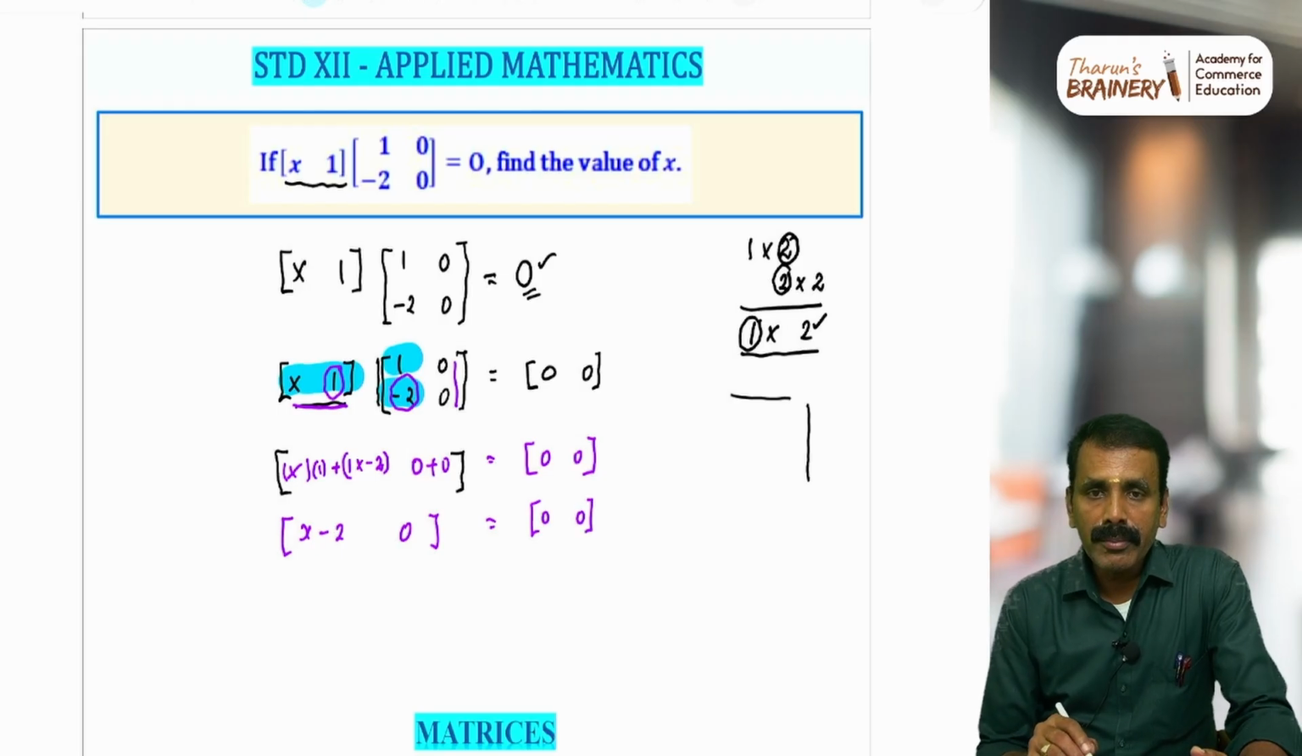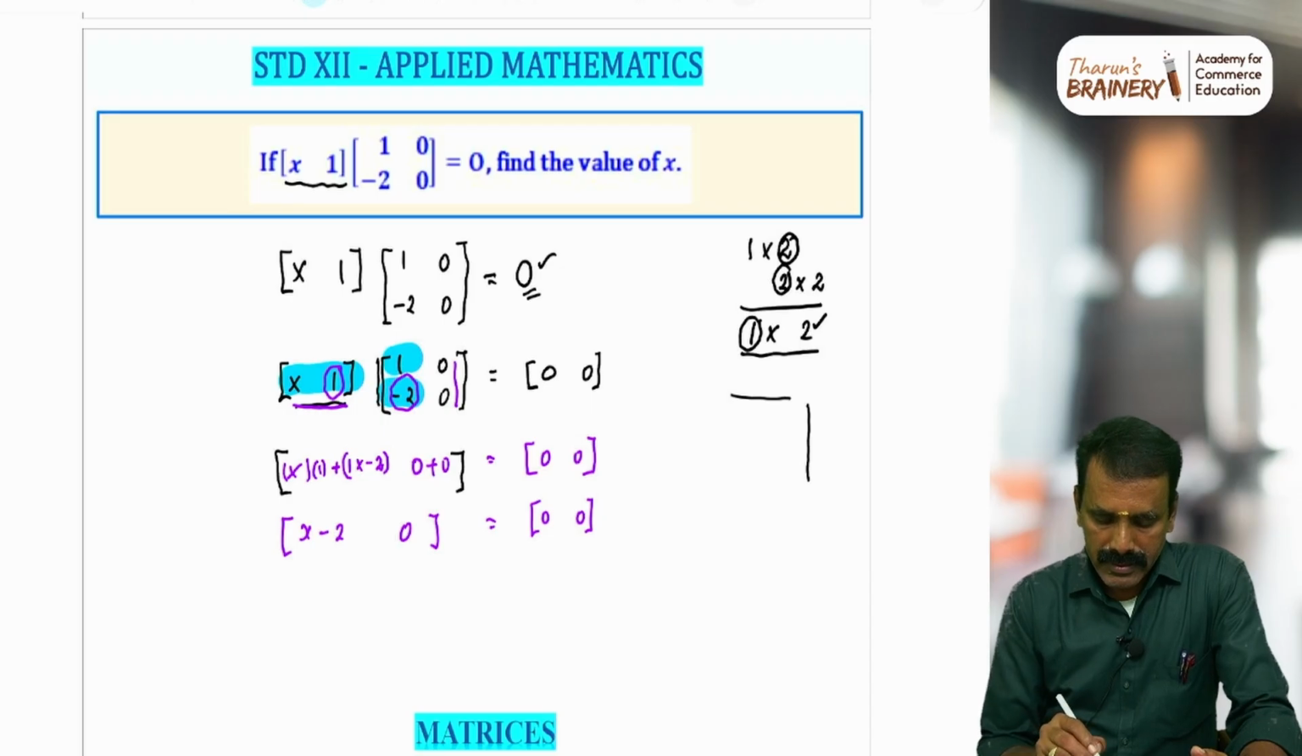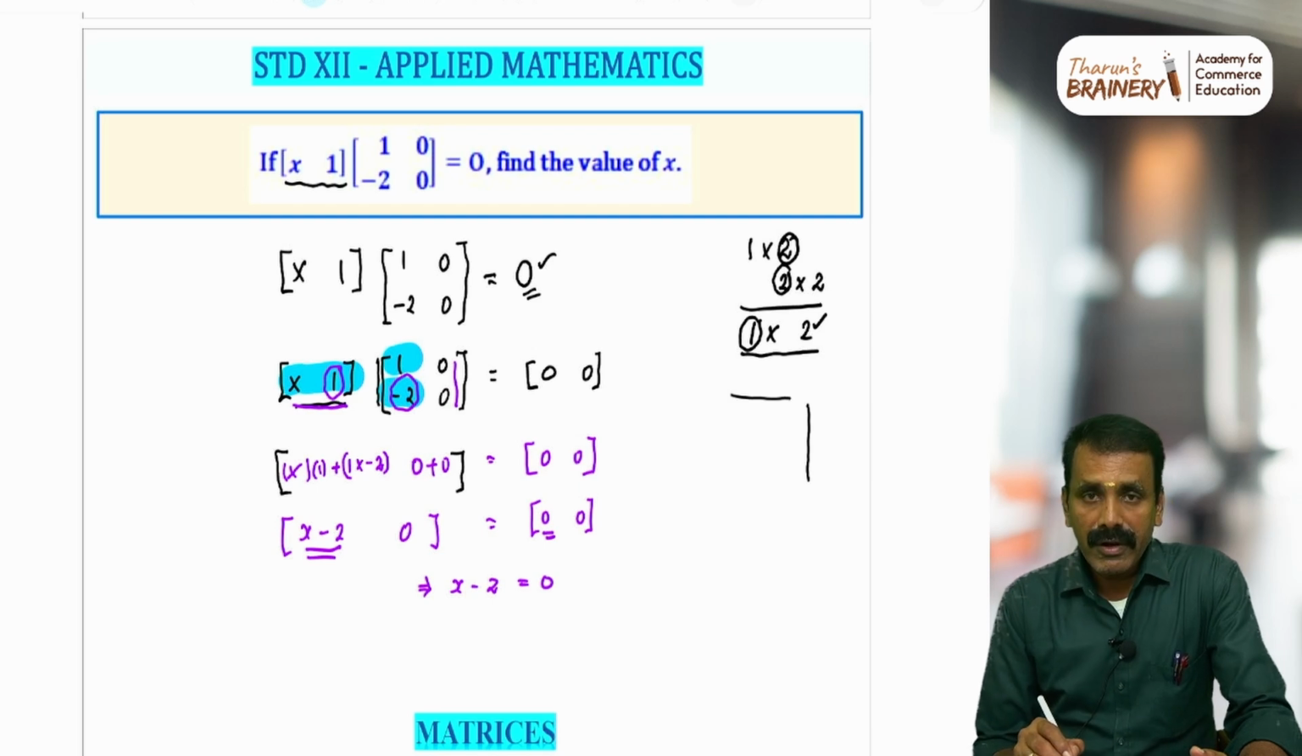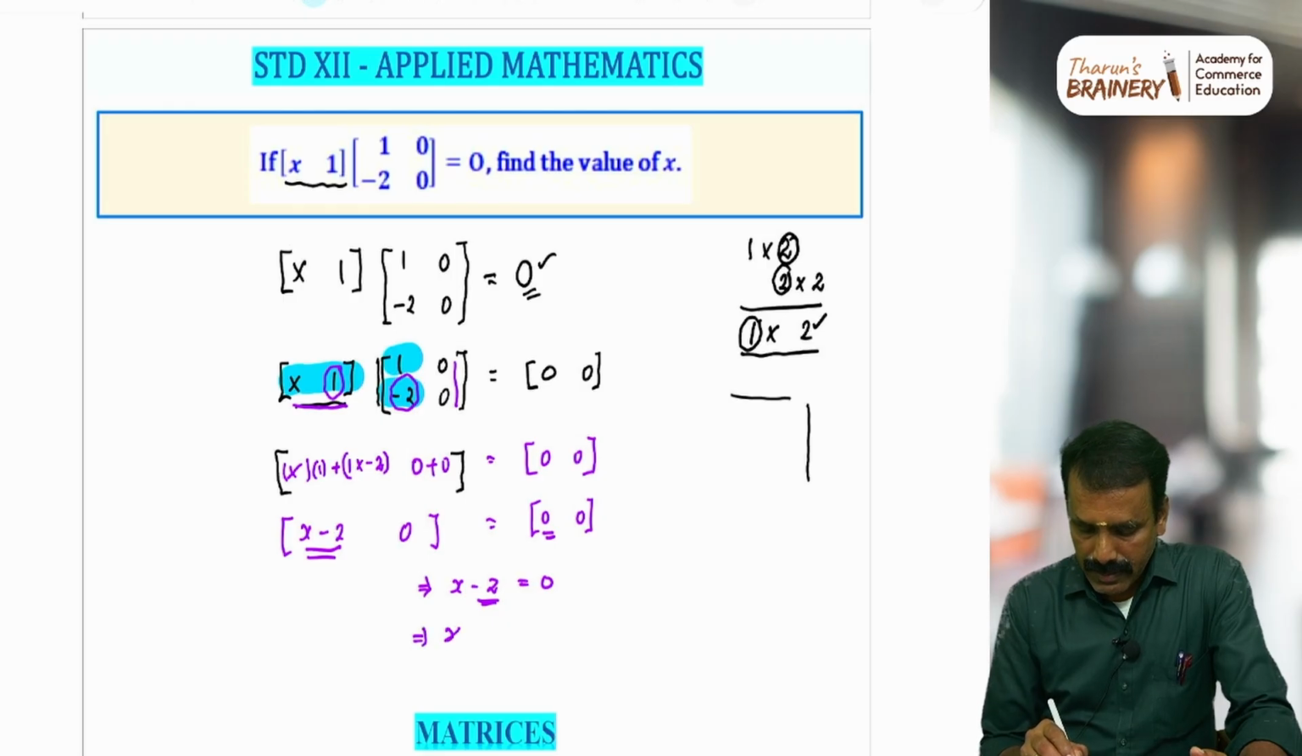Now we have two matrices and they are said to be equal because both have the same order. So the corresponding elements must be the same. So we equate the corresponding elements. The first row, first column element is equated with the first row, first column element. So what answer do we get? We get x minus 2 is equal to 0. How to get the value for x now? We have minus 2 here. What is the additive inverse of minus 2? Plus 2. So we add plus 2 on both sides.